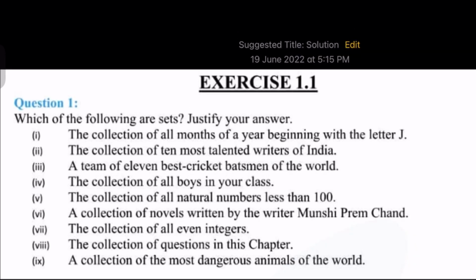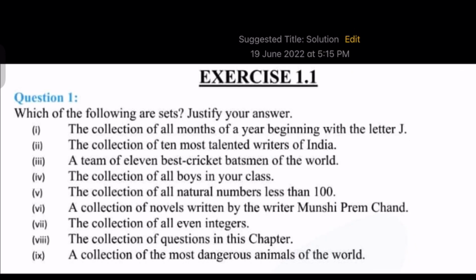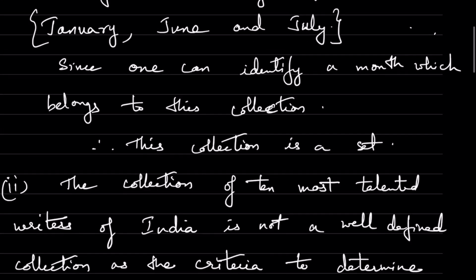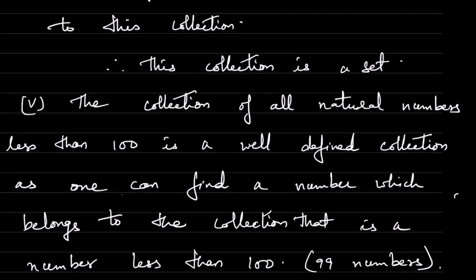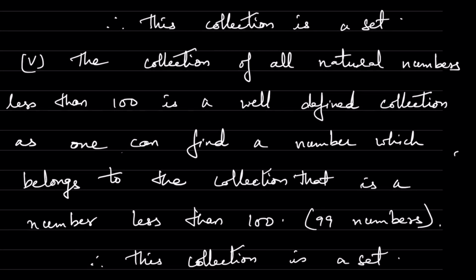Now going into the fifth one, the collection of all natural numbers less than 100. This is also very well defined, because you know all the natural numbers from 1 up to 99. All the numbers less than 100, 99 numbers, are there. Therefore this is a well defined collection. The collection of all natural numbers less than 100 is a well defined collection, as one can find a number which belongs to the collection, that is, a number less than 100. So 99 numbers are there. Therefore this collection is a set.